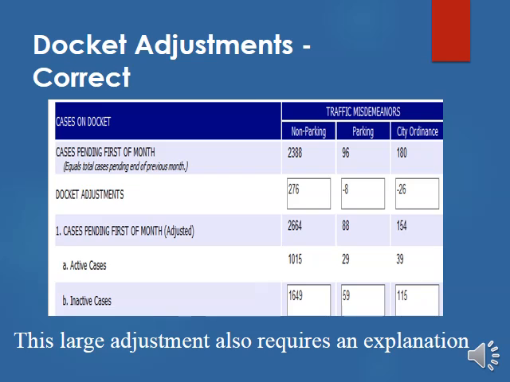You can now see that in the traffic misdemeanors non-parking category, the number needed to increase the pending cases by was entered, while in the traffic misdemeanors, parking, and city ordinance categories, the number to decrease the number of pending cases by, along with the minus sign, was entered. This is also an example of the type of large docket adjustment that would require an explanation to be entered in the notes section, and that would be for the traffic misdemeanors non-parking category.